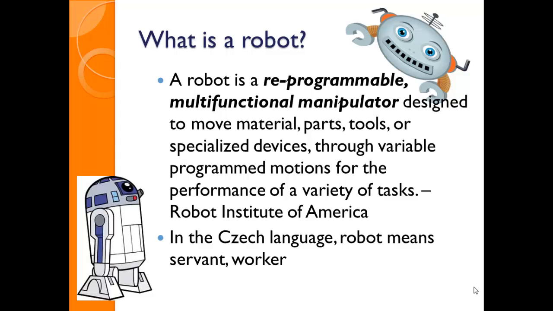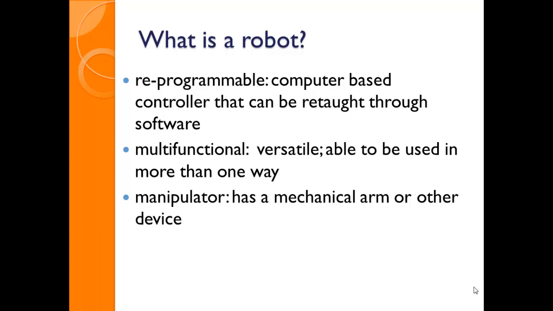The word robot came from the Czech language, and it means servant or worker. So please remember that we're focused on those three words: reprogrammable, multifunctional, manipulator. All right, reprogrammable. It's a computer-based controller. It can be retaught through software. You can change the program, you can adapt it. Multifunctional, you can use it in more than one way. You can use it for a variety of things.